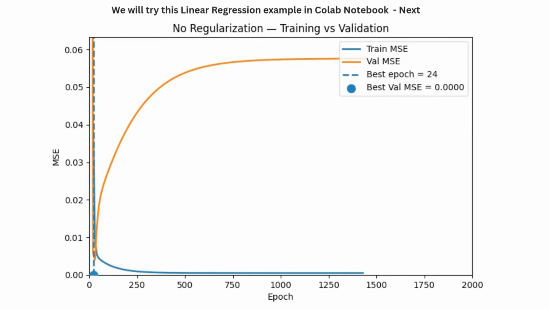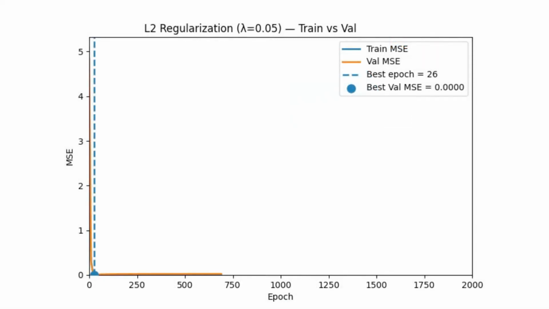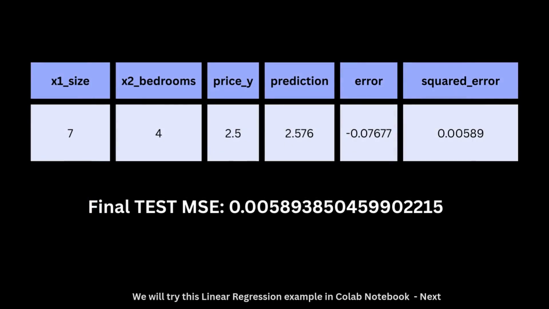Now the real learning loop. We predict y hat equals x theta plus b. Compute errors and MSE. Compute gradients. Update weights. Repeat. Now we add discipline. L2 adds a penalty for large weights. So the model fits data but avoids extreme weights that overfit. Once we pick lambda using validation, we do one final evaluation on the test set. That's our honest performance estimate.